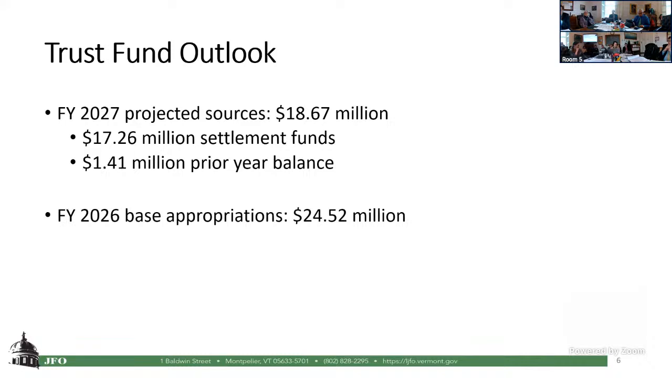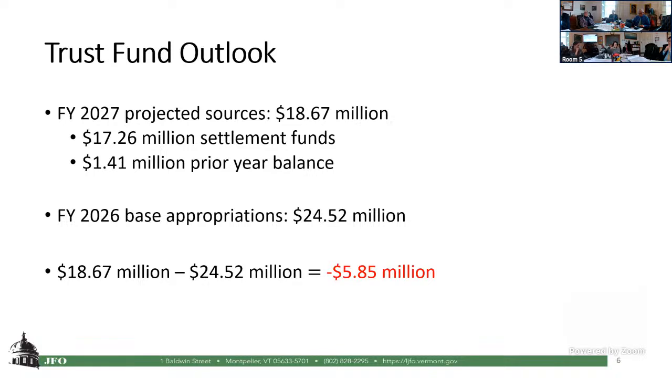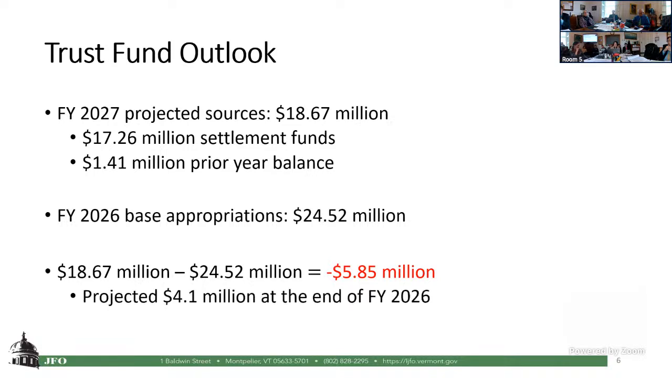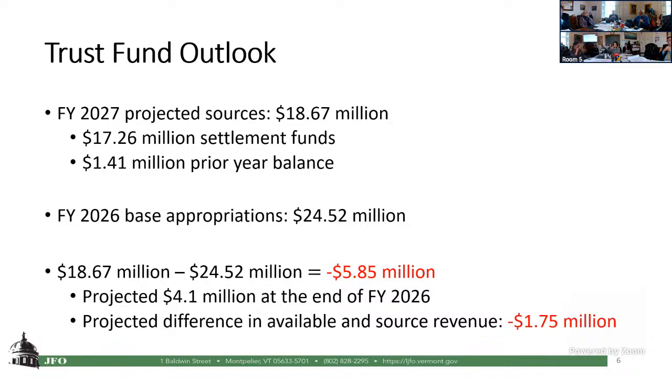In FY 26, the base appropriations are $24.5 million. If you have the exact same appropriations from FY 26 in FY 27, that will leave a deficit in the tobacco fund in FY 27 of $5.8 million. You will recall there was a projected $4.1 million of prior year balance. You can use some of that one-time prior year balance to help shore up the tobacco fund, but it still will leave a deficit in FY 27 of $1.75 million.